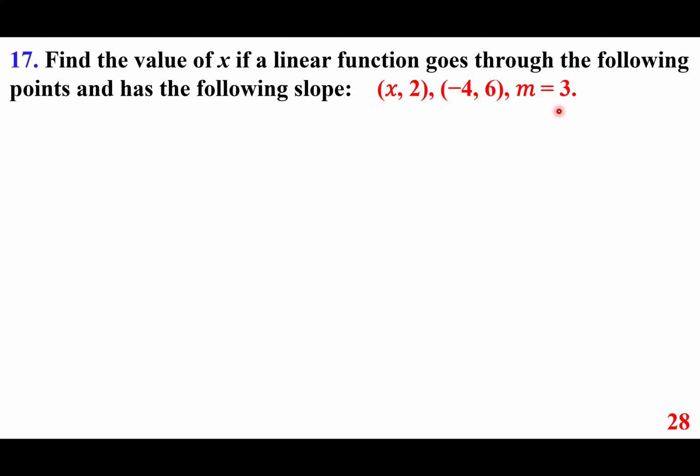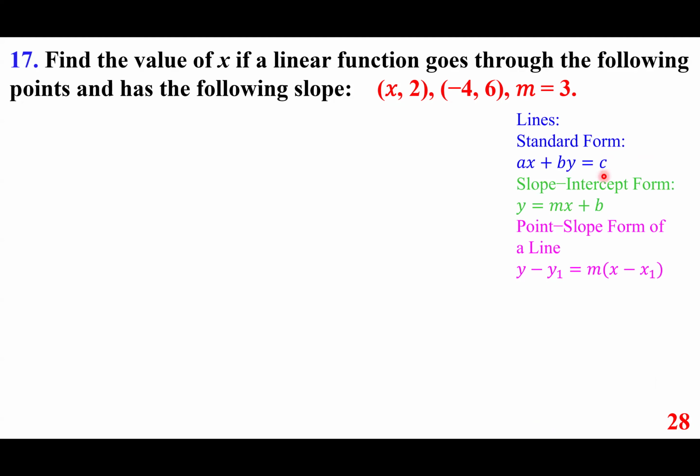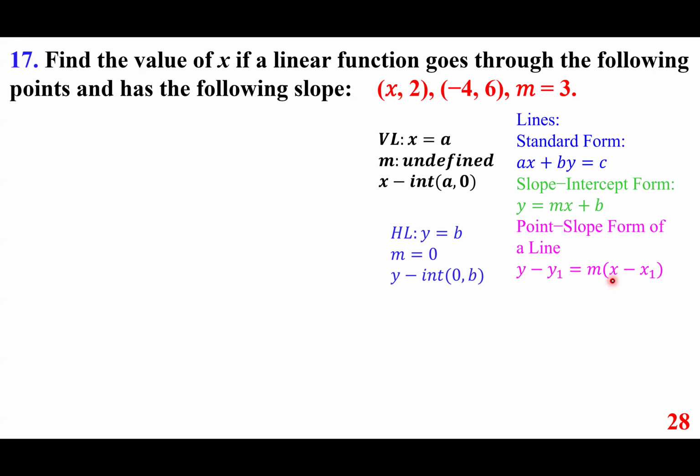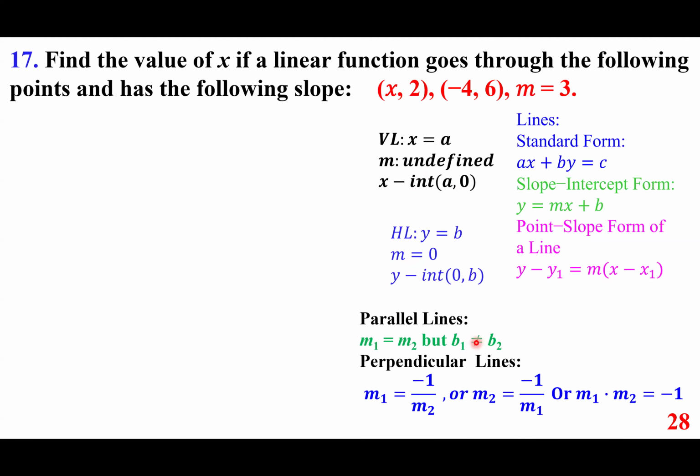And of course, just to remind everybody again of what we studied as far as lines are concerned. Standard form ax plus by equals c, slope intercept form y equals mx plus b, point slope y minus y1 equals m times x minus x1. Vertical line x equals a, the slope is undefined, has an x-intercept at (a, 0). Horizontal line y equals b, the slope is 0, y-intercept at (0, b). Two lines are parallel if they have equal slopes, different y-intercepts; they are perpendicular if their slopes are negative reciprocals of each other, or their product is negative 1.